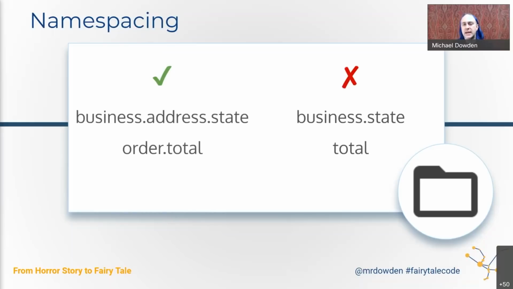So namespacing or object context is one way that we can provide the additional information that we need to understand what the code is doing. Take advantage of that. That avoids duplication and redundancy. I don't need to say business.address state or business.address business state. That's redundant. I don't need that. Namespacing is great.